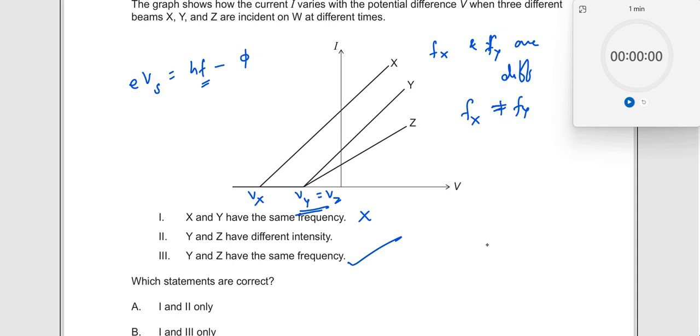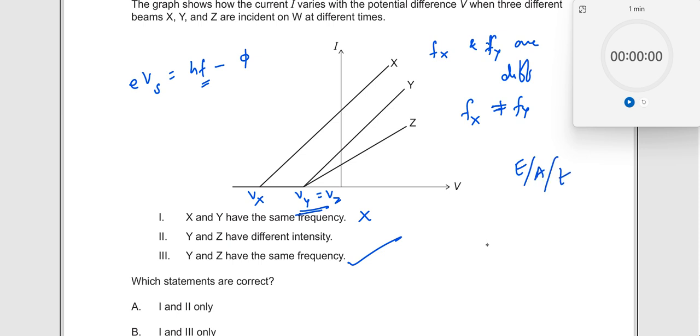Now we need to look at this one here. Y and Z have different intensities. Now you see, what is intensity? The number of electrons which are coming out per unit area, right? The energy per unit area is nothing but your energy per unit area per unit time is nothing but your intensity. Energy per unit area per unit time is intensity.